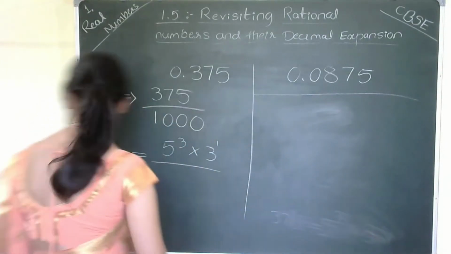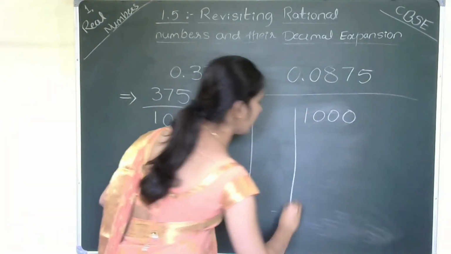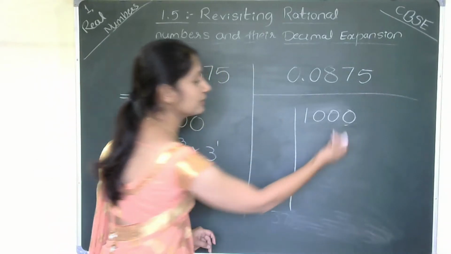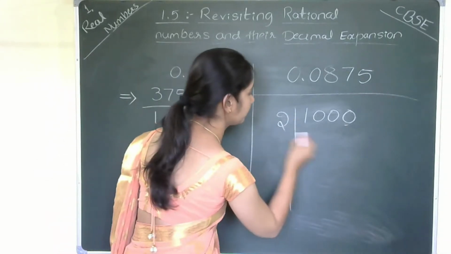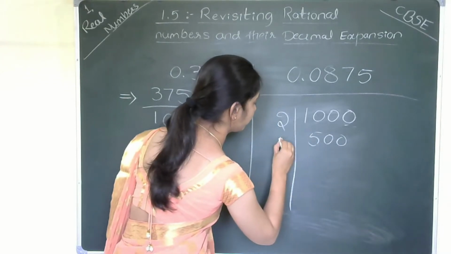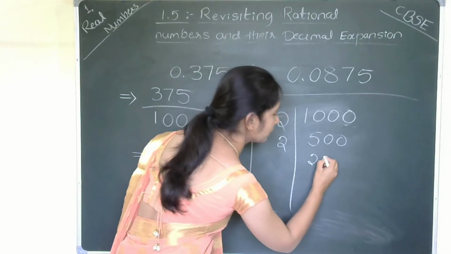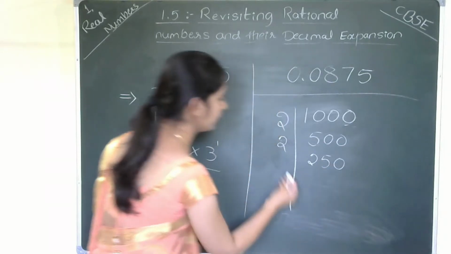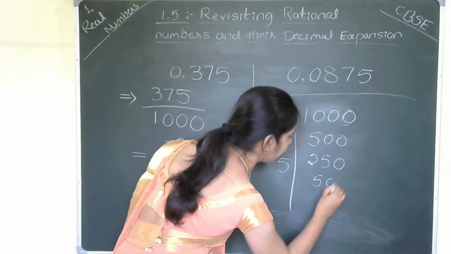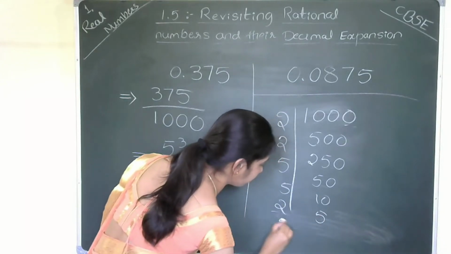1000. So what is the prime factorization of 1000? I can go for 2 here because the end digit is 0. 2 fives are 10, 500. Then I can go for 2. 2 twos are 4, it is 10 now. 2 fives are 10, 0. I can go for 5 or 2 also. 5 fives are 25. 5 tens are 50, 2 fives are 10, 5 ones are 5.